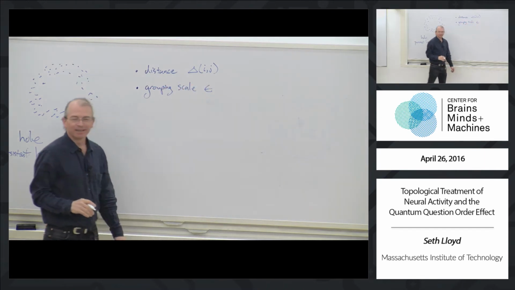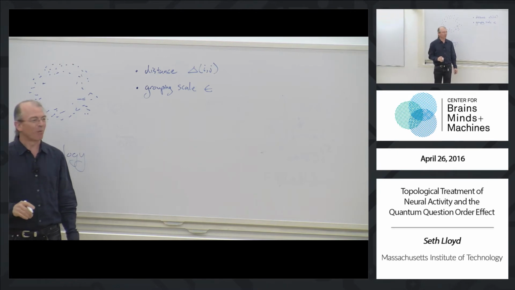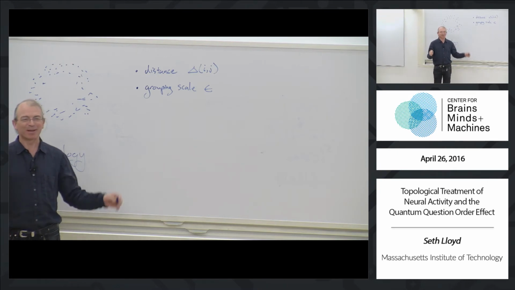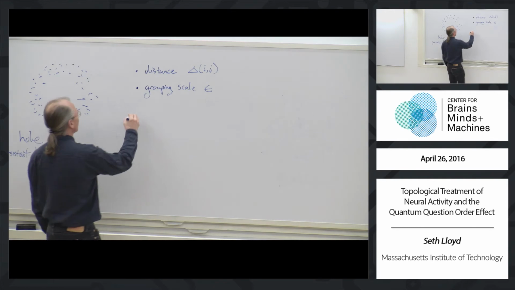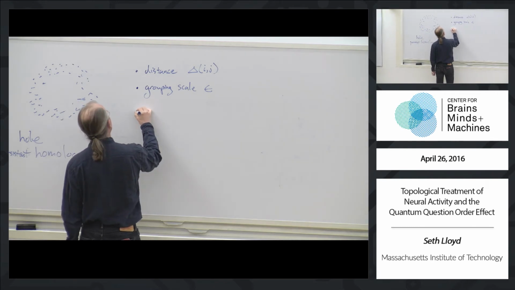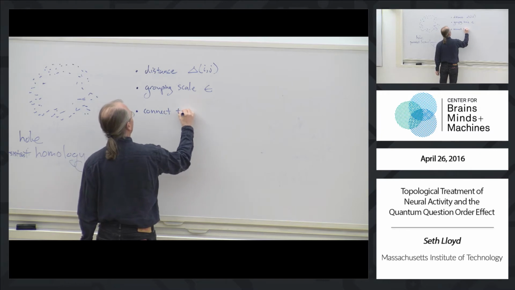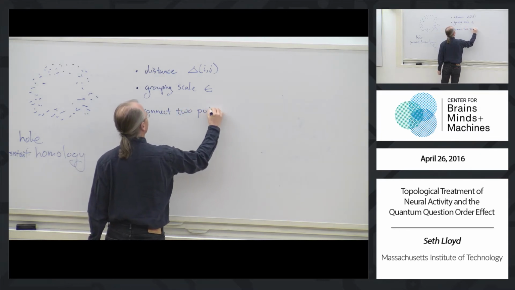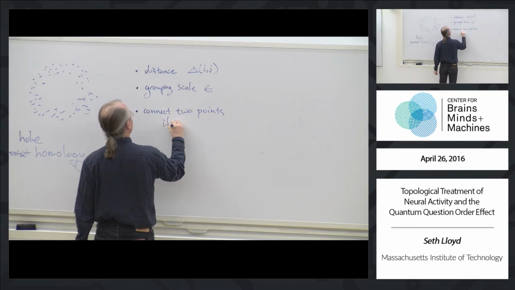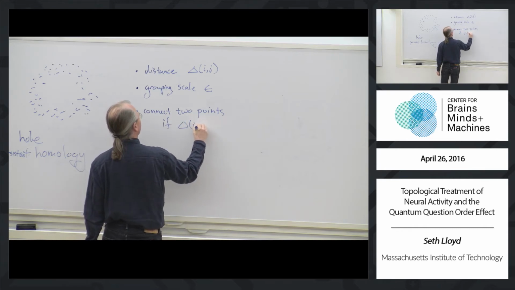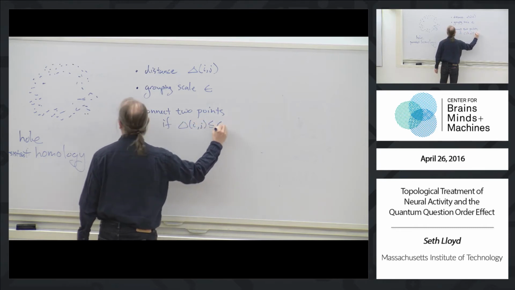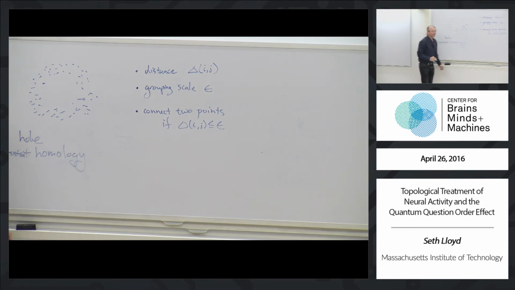Epsilon. I call it epsilon because it starts small, and then it gets bigger. And so then the feature is we connect 2 points if within epsilon, if delta ij is less than or equal to epsilon. So I'm going to change this set of dots into a graph, okay?